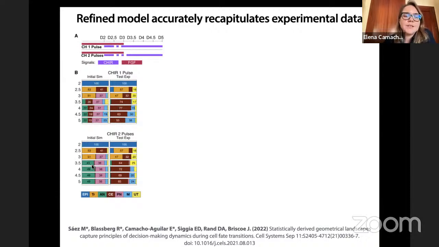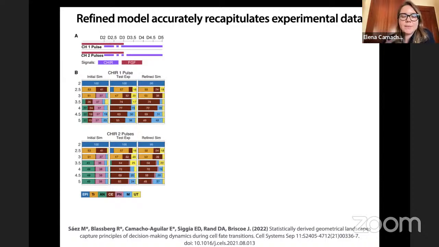But our simulations said otherwise. However, the experiments predicted that these pulsing experiments would actually make the caudal epiblast state more stable. So we went again and tried to refine our model and tried to see whether with this refined model we could reproduce this stabilization of the caudal epiblast state, and so we did.